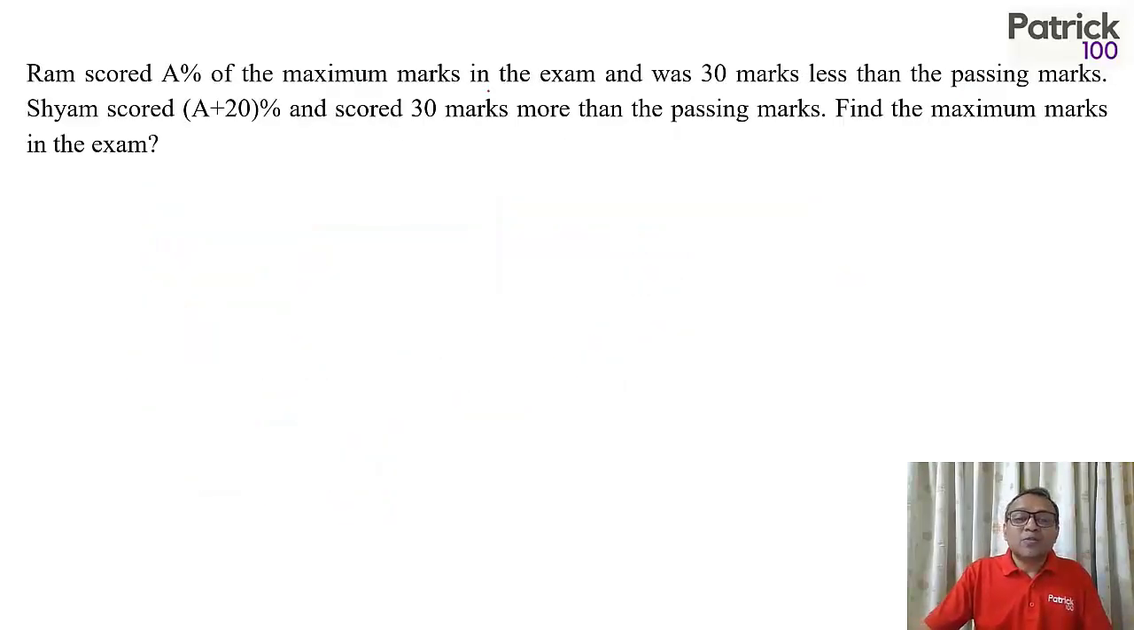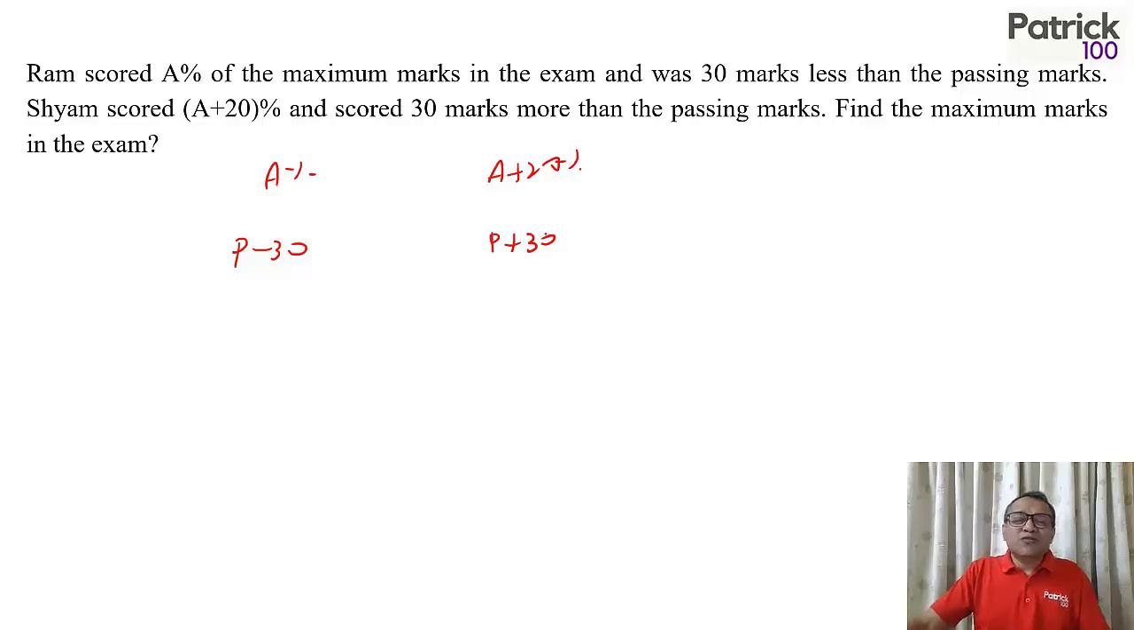Ram scored A% of the maximum marks in the exam and was 30 marks less. So he scored A% and he was 30 marks less than the passing marks. Okay, so passing minus 30, let's say. And Sham scored A plus 20% and he scored 30 marks more.